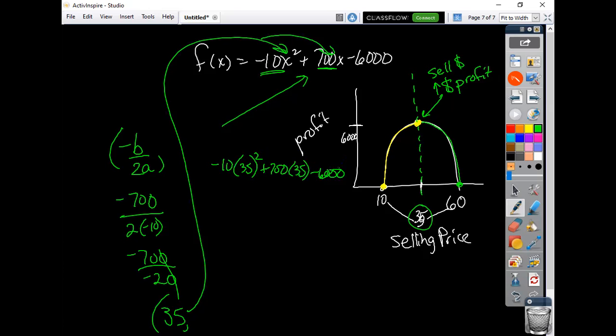I came up with an 8,000 for that. If I remember right, I looked at the graph and I told you it does not look like it's 8,000 to me. Did I copy something wrong? I've got my negative 10x squared, 700x minus 6,000. And look at how I typed it in my calculator. Oh, I typed a 750x.